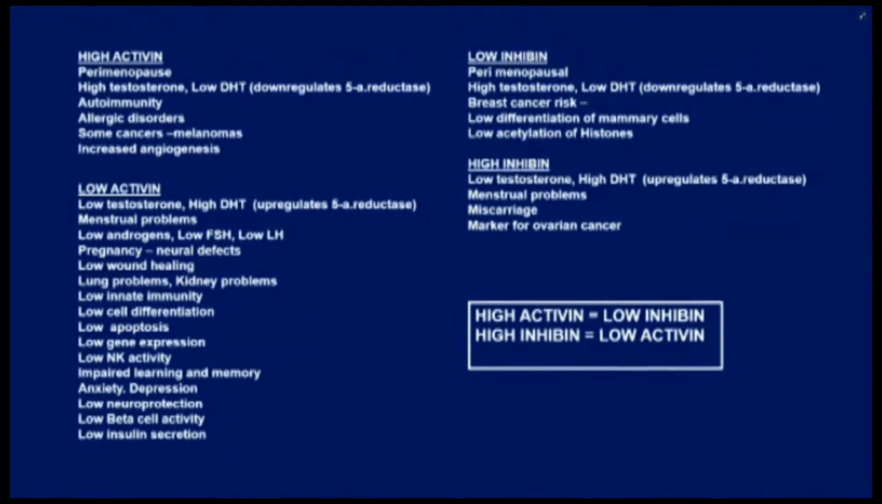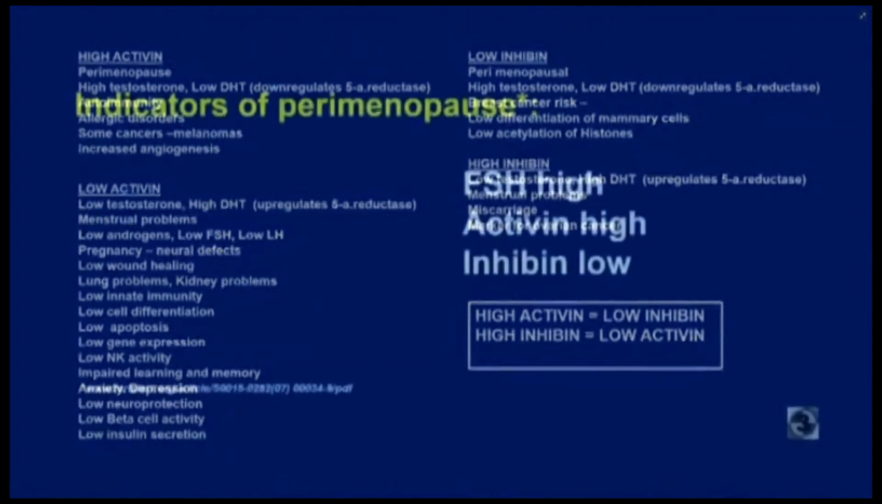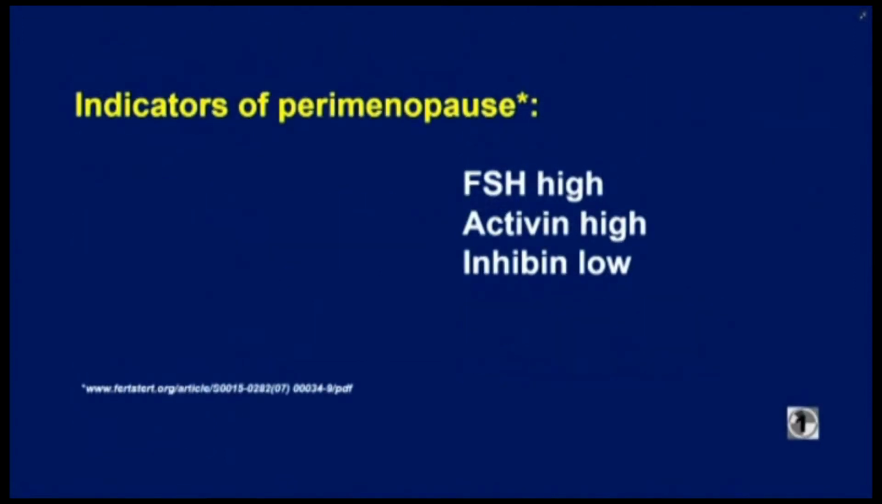We get low testosterone, but we get high dihydrotestosterone because we upregulate the 5-alpha reductase, and this is important to holding on to bone, as dihydrotestosterone is the principal androgen or bone builder in females. So the indicators of perimenopause, we have follicle stimulating hormone is high, activin is high, and inhibin is low. Therefore, follicle stimulating hormone activin will strengthen a weak muscle and inhibin will weaken it.